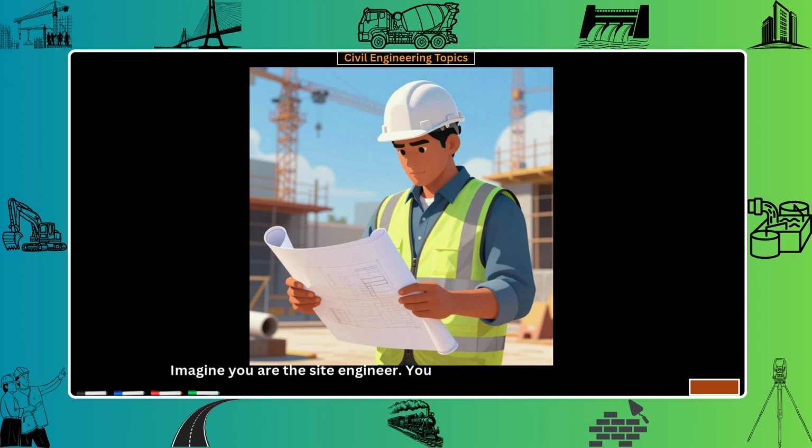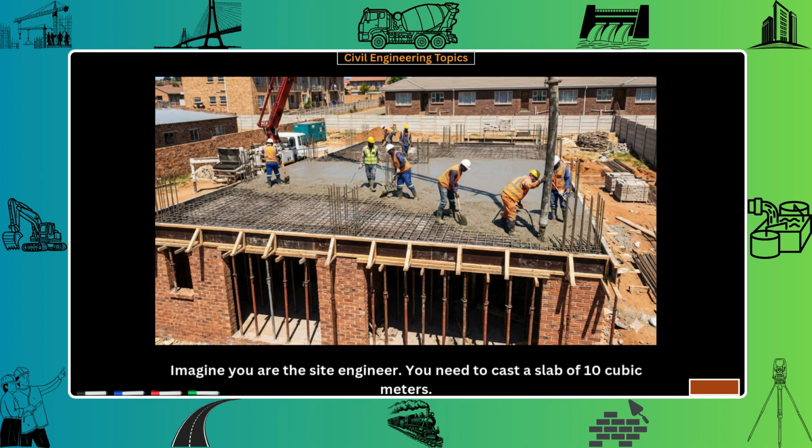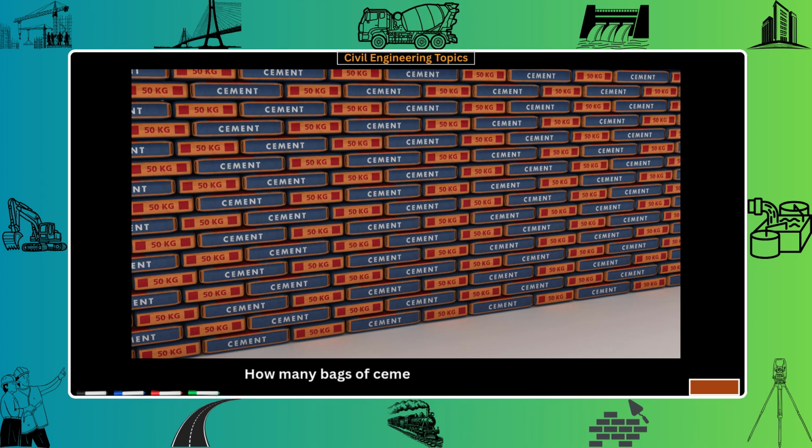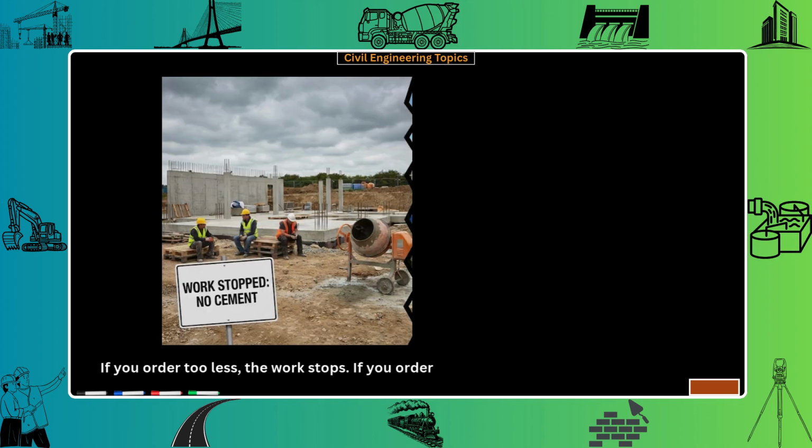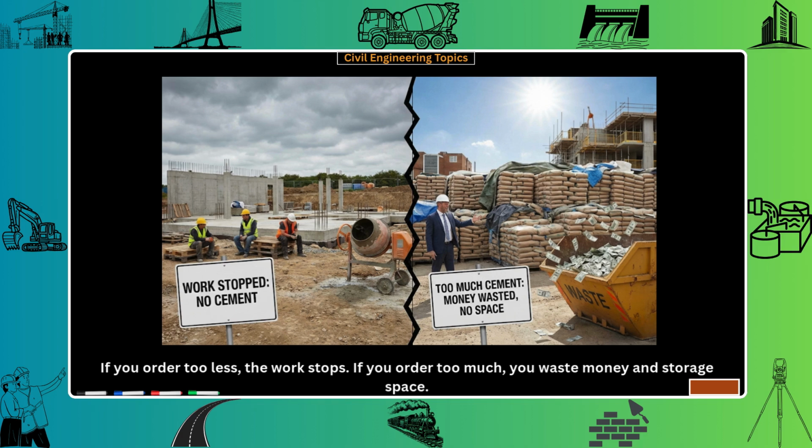Imagine you are the site engineer. You need to cast a slab of 10 cubic meters. How many bags of cement do you order? 50, 80, 100? If you order too less, the work stops. If you order too much, you waste money and storage space.